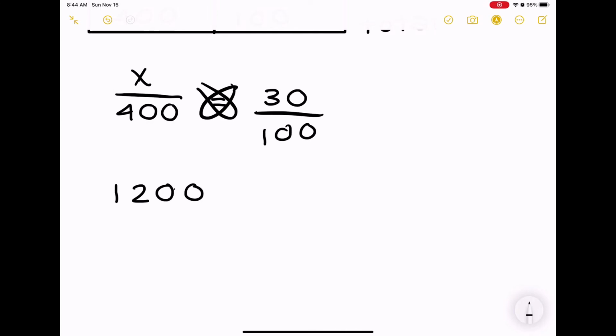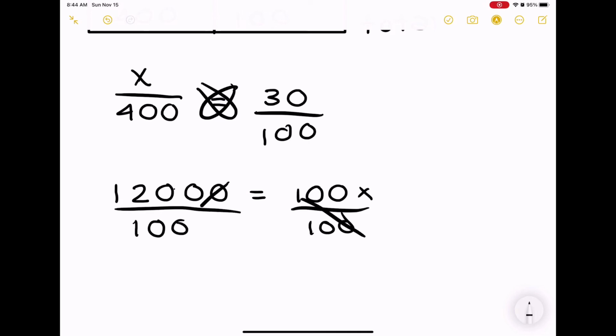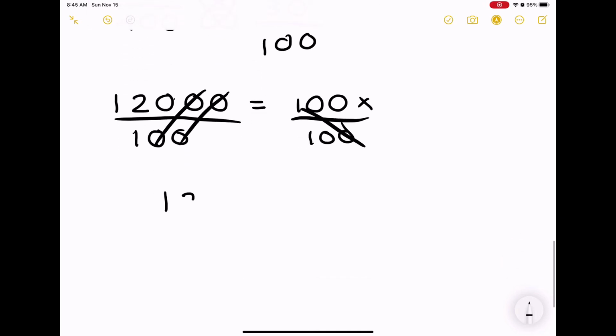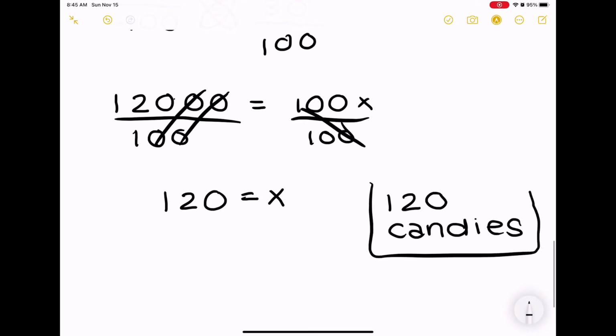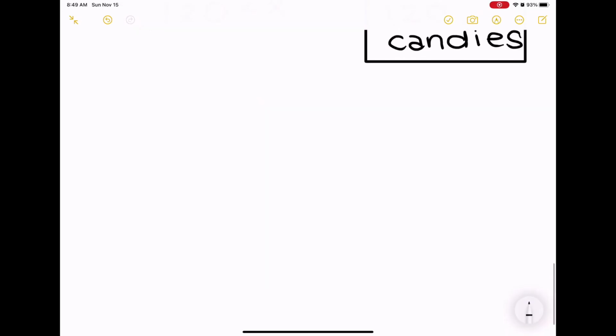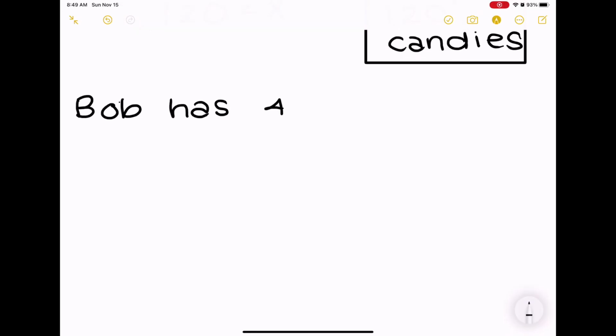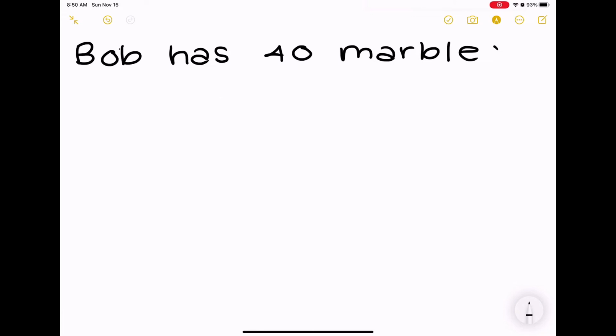Now if we cross multiply, just like so, we get 12,000 is equal to 100x, and if we divide by 100 on both sides to get x alone, we get 120 is equal to x. You can also use logic to see if this makes sense, and in this case, using logic, this does make sense. Now you all are going to do a problem all by yourselves.